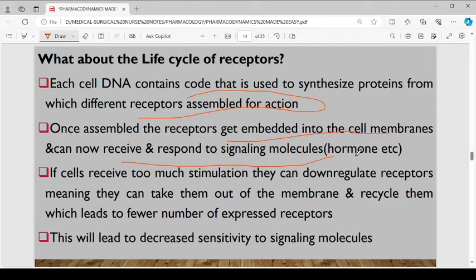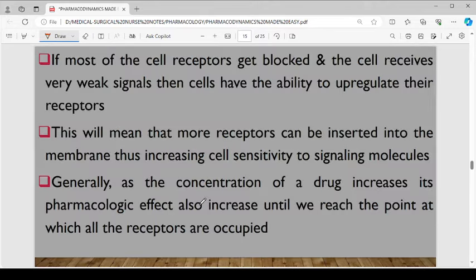If the cells receive too much stimulation, they could be damaged. So just to protect itself, the cell can down-regulate receptors, meaning they can take them out of the membrane and recycle them, which leads to a fewer number of expressed receptors. And this could lead to decreased sensitivity to signaling molecules.